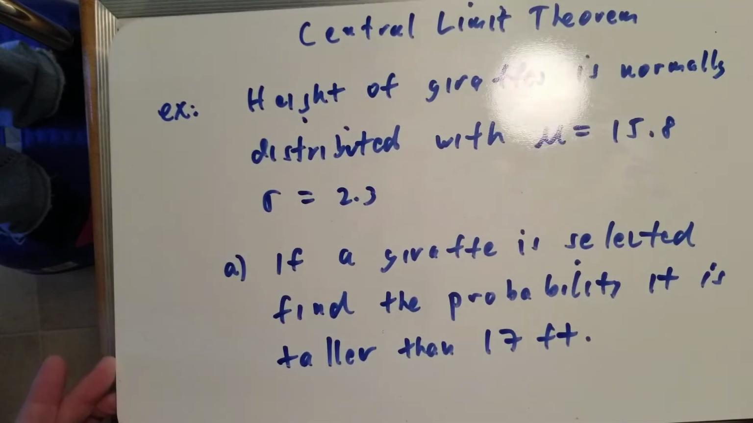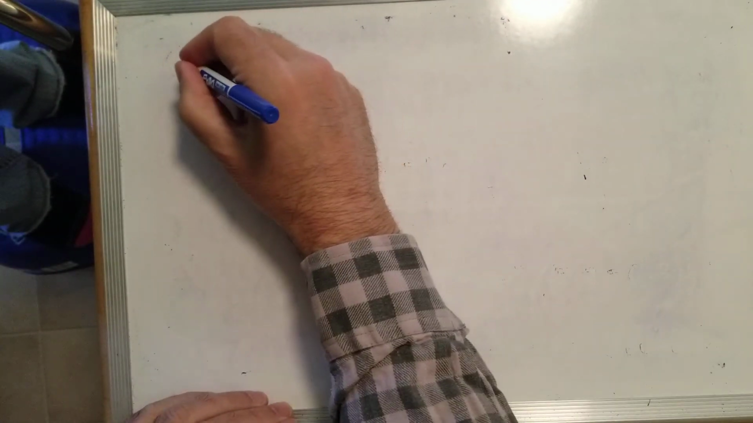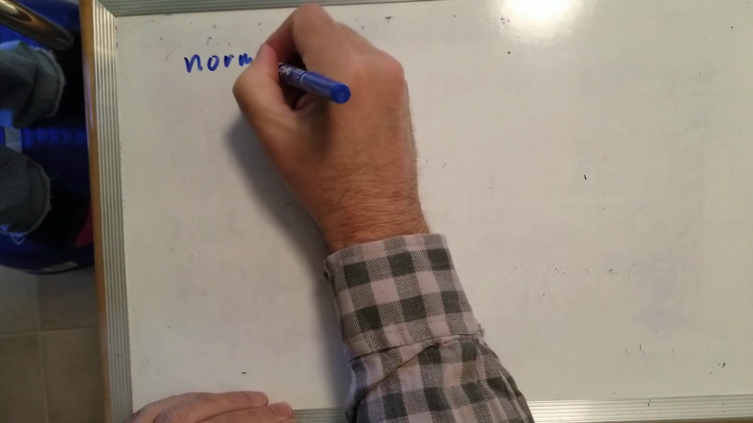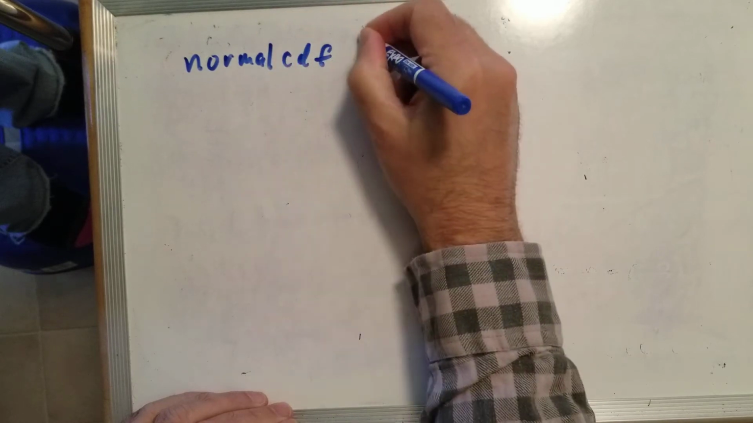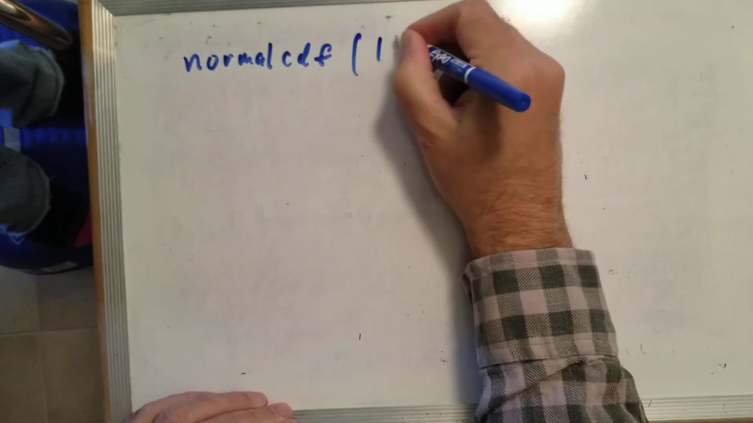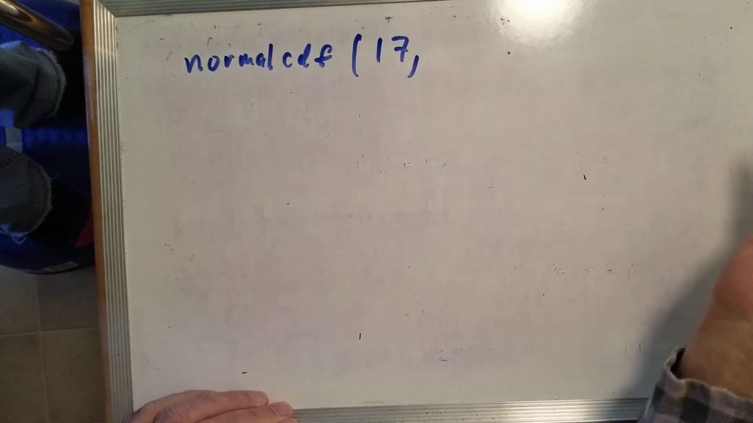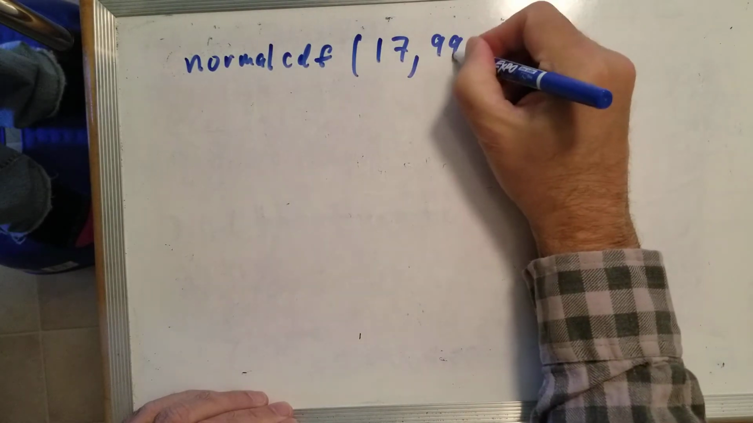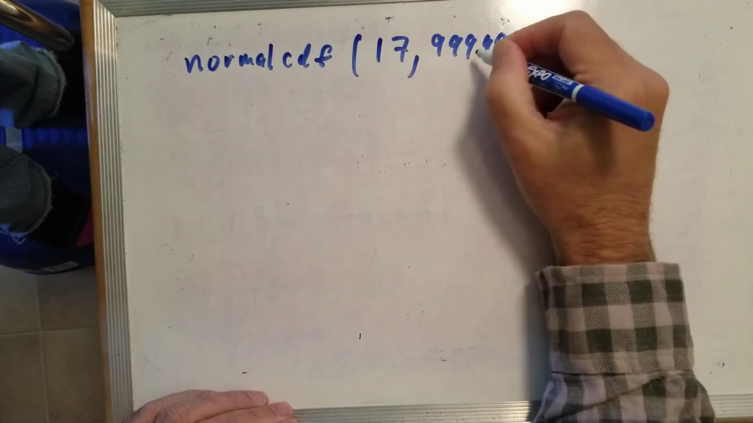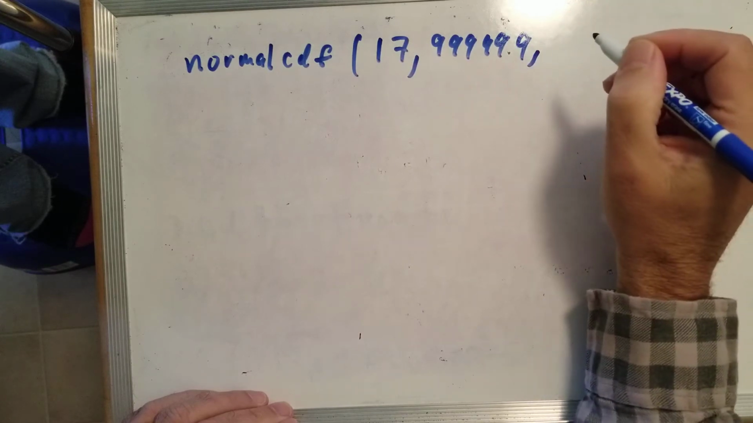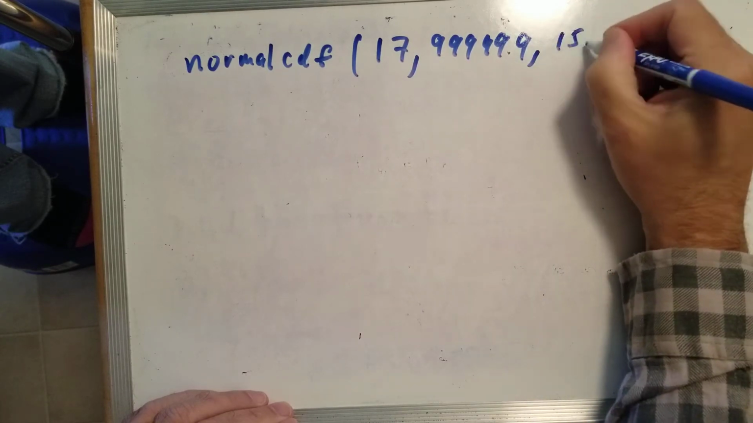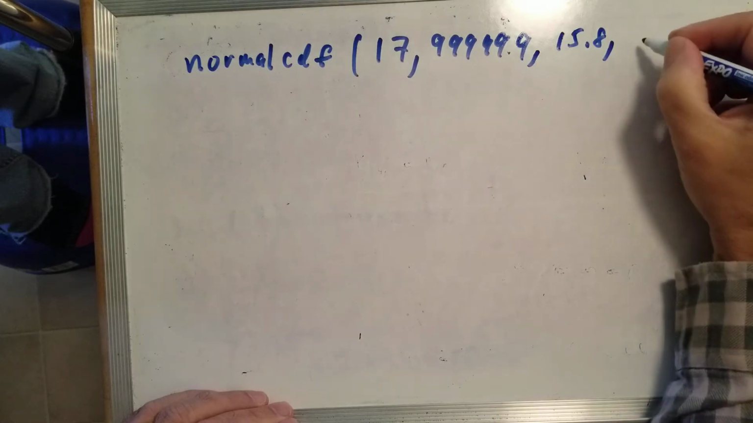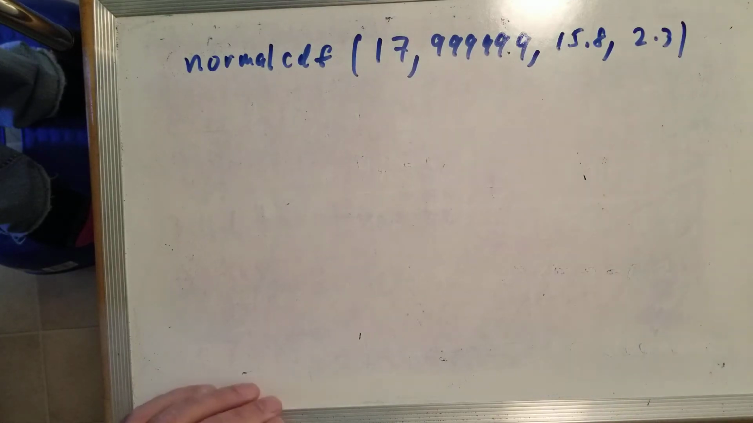I'm going to enter normal CDF. The low x value is 17. It goes on forever and ever and ever, so the high x value is 999999. It's usually 6 nines. The mean is 15.8, and the standard deviation is 2.3.